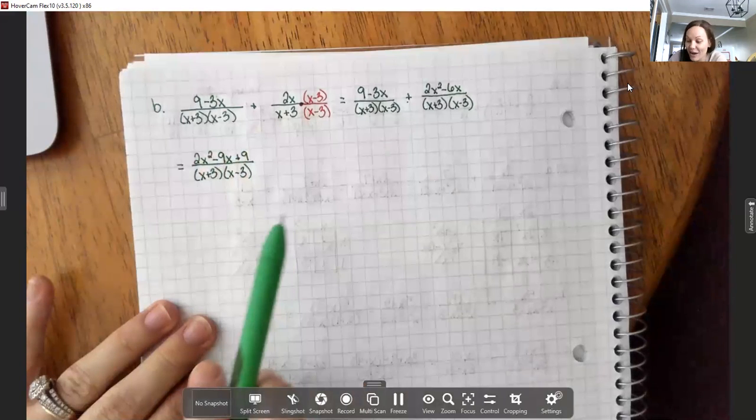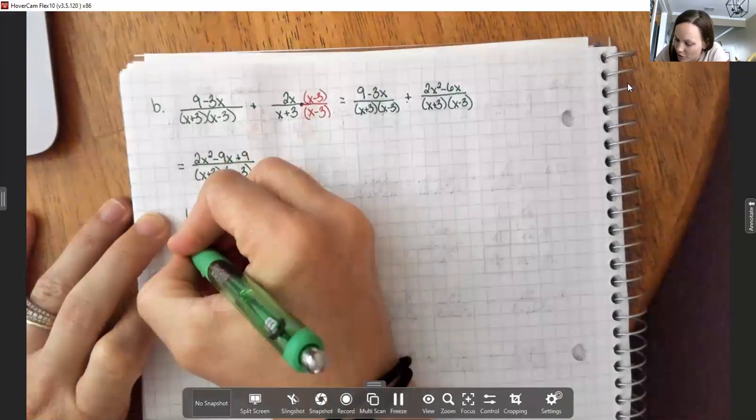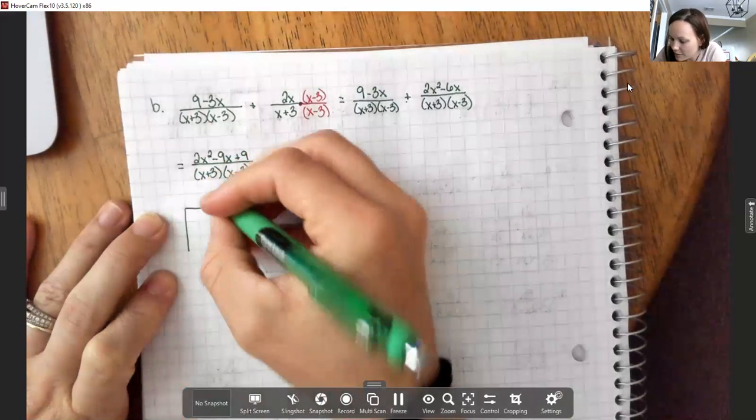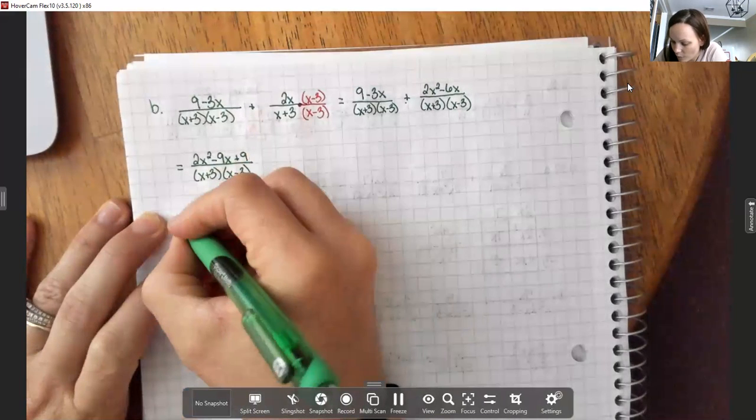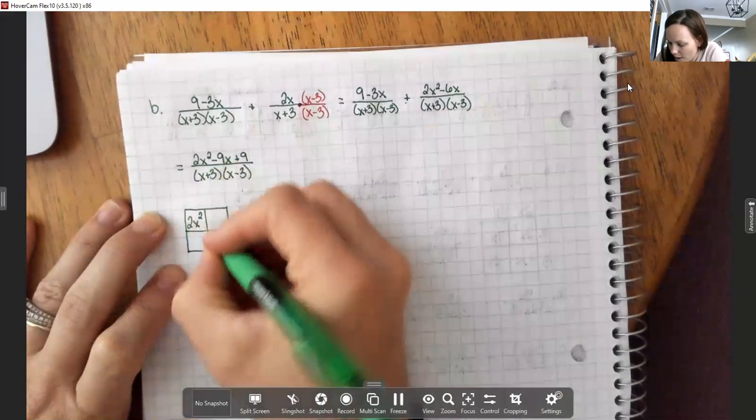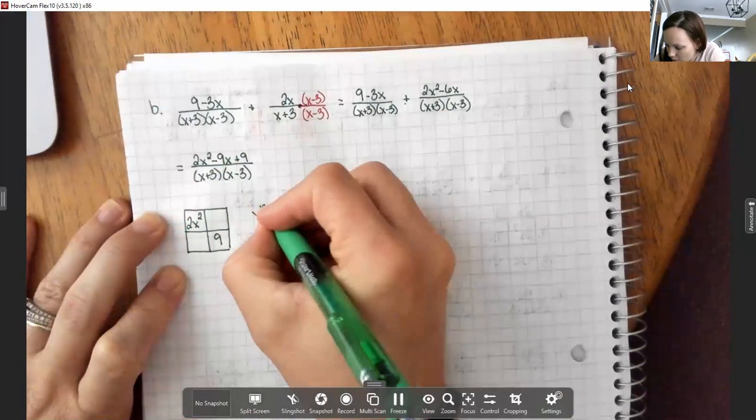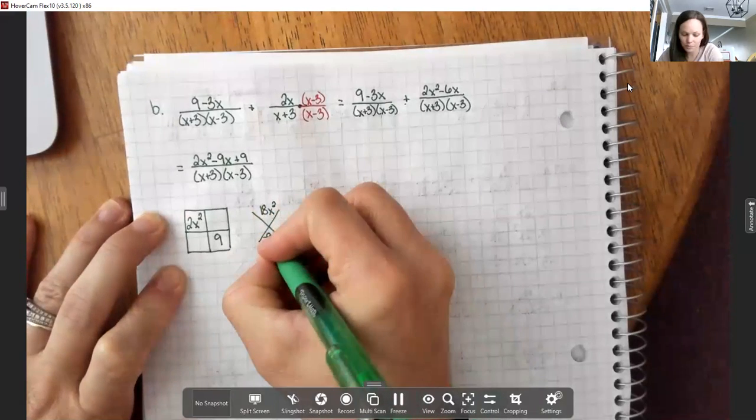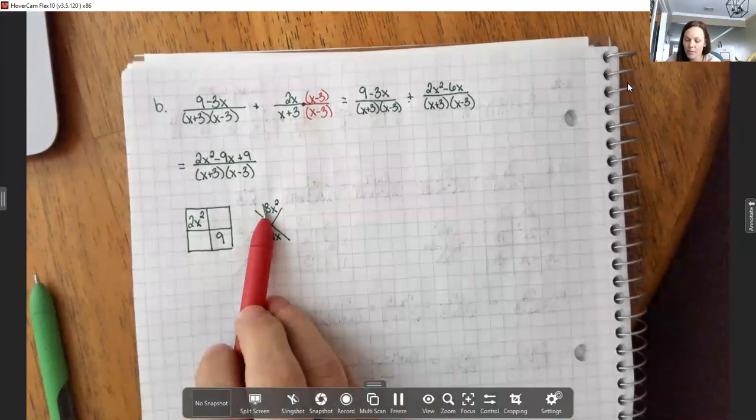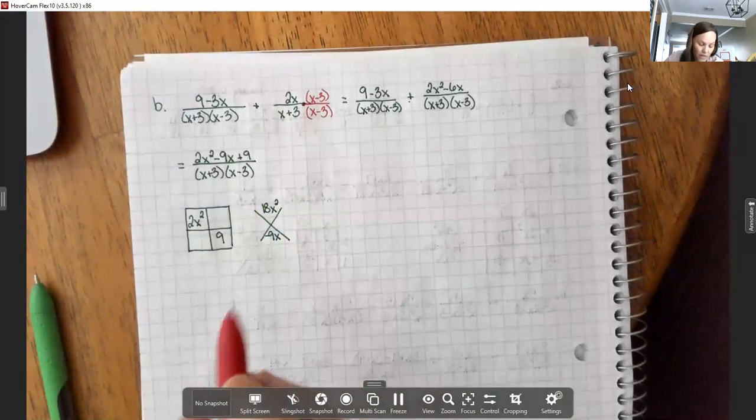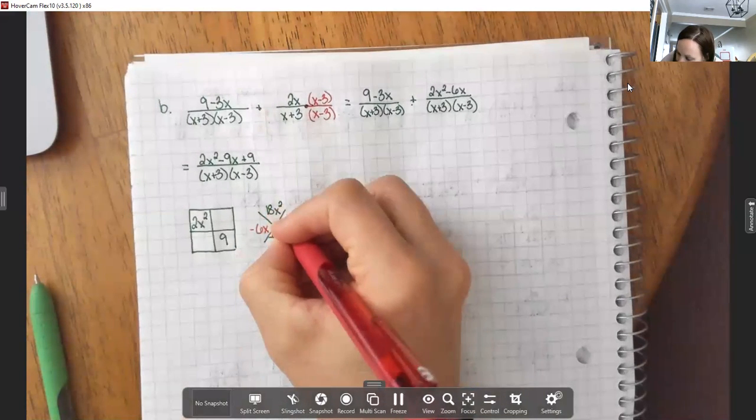All right, so our denominator again is factored, so we need to factor our numerator so that we can hopefully get something to simplify. So 2x squared and 9. So 18x squared, negative 9x. So two numbers that multiply to positive 18 but have a sum of negative 9. That's going to be negative 6x and negative 3x.